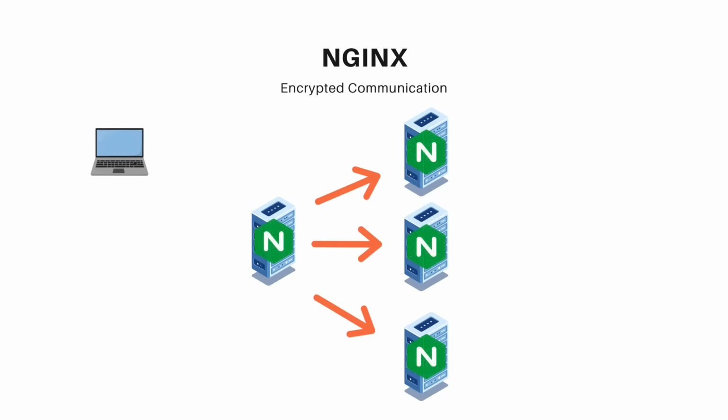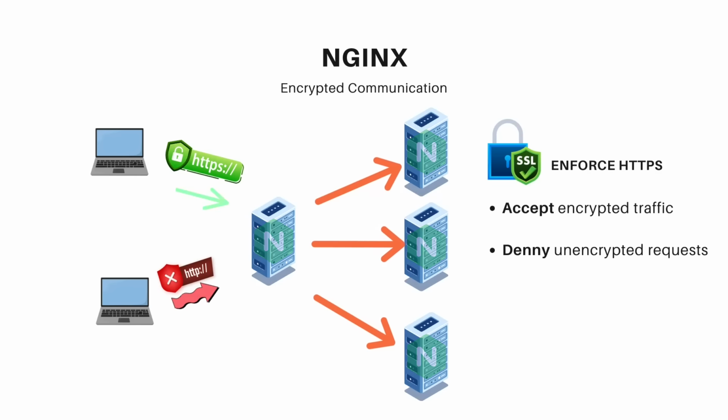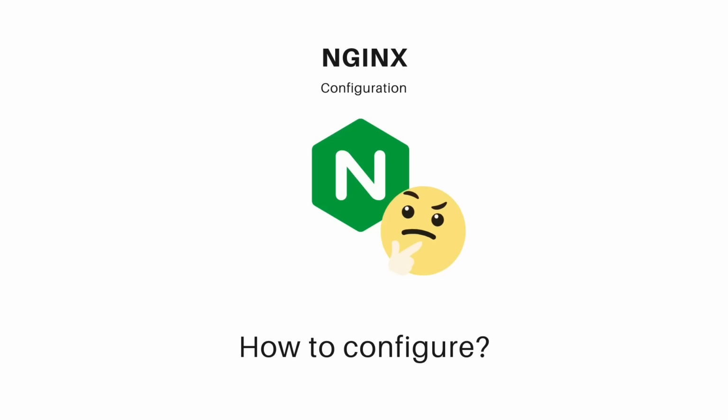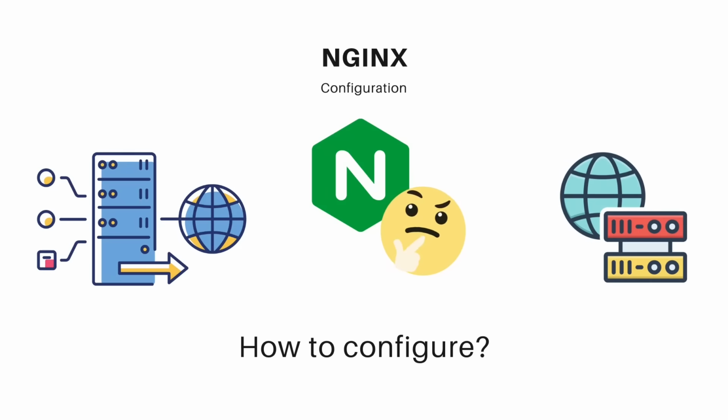Talking about security, one essential measure is encrypted communication. Here, the proxy's functionality includes accepting encrypted traffic by enforcing HTTPS with SSL encryption and rejecting non-SSL traffic. Now, you might wonder how to configure these things. How do you set up NGINX to run as a proxy server or a web server? And how do you configure caching, SSL security, and so on?